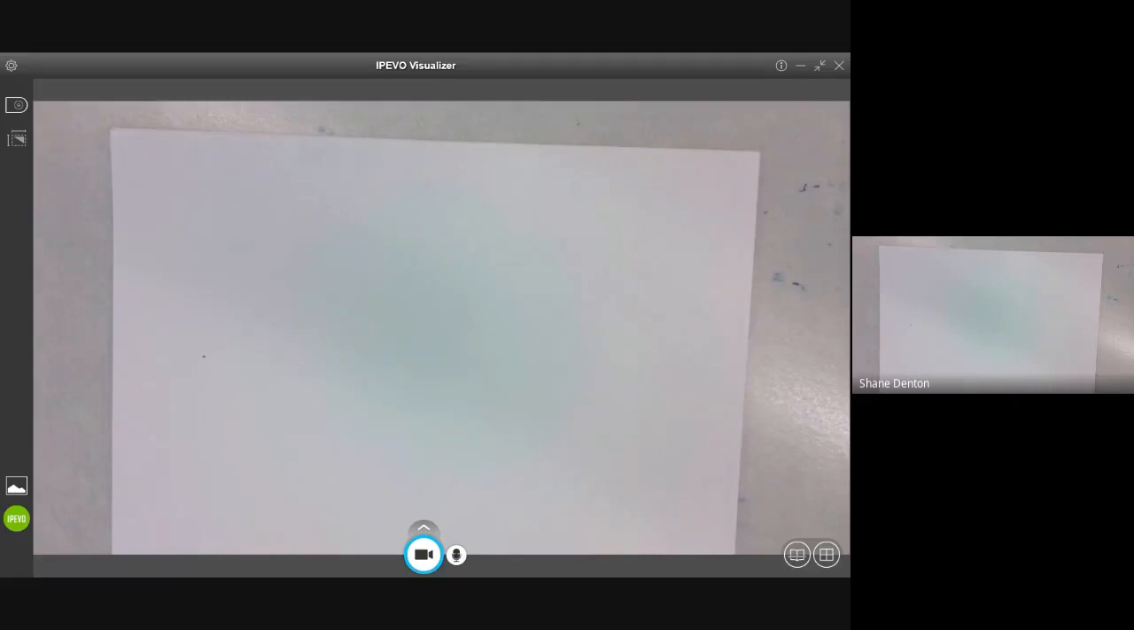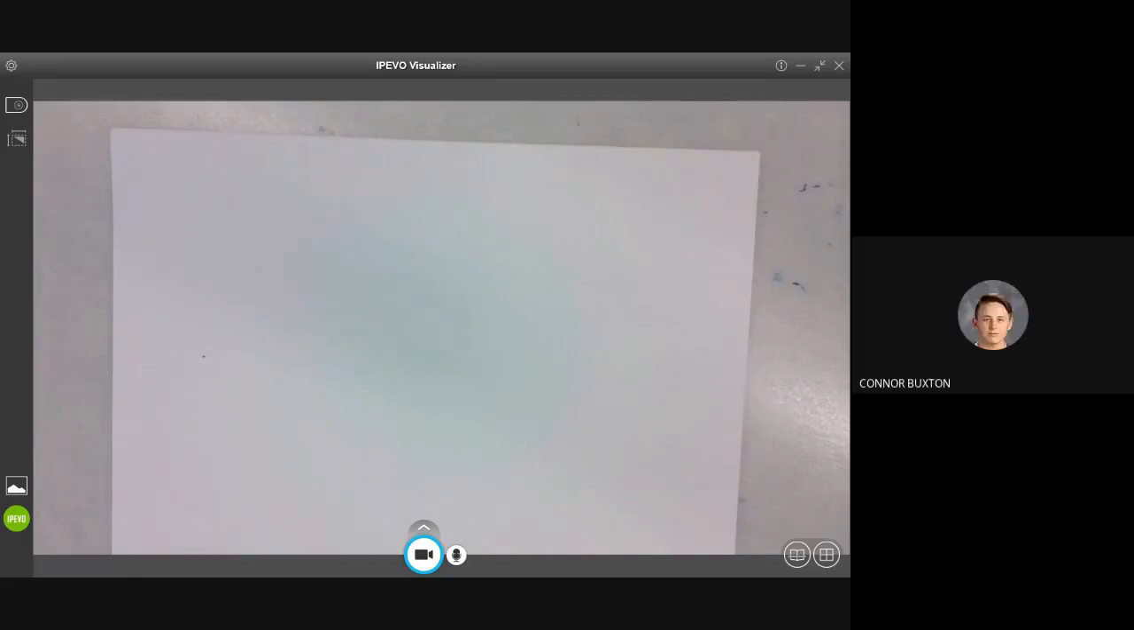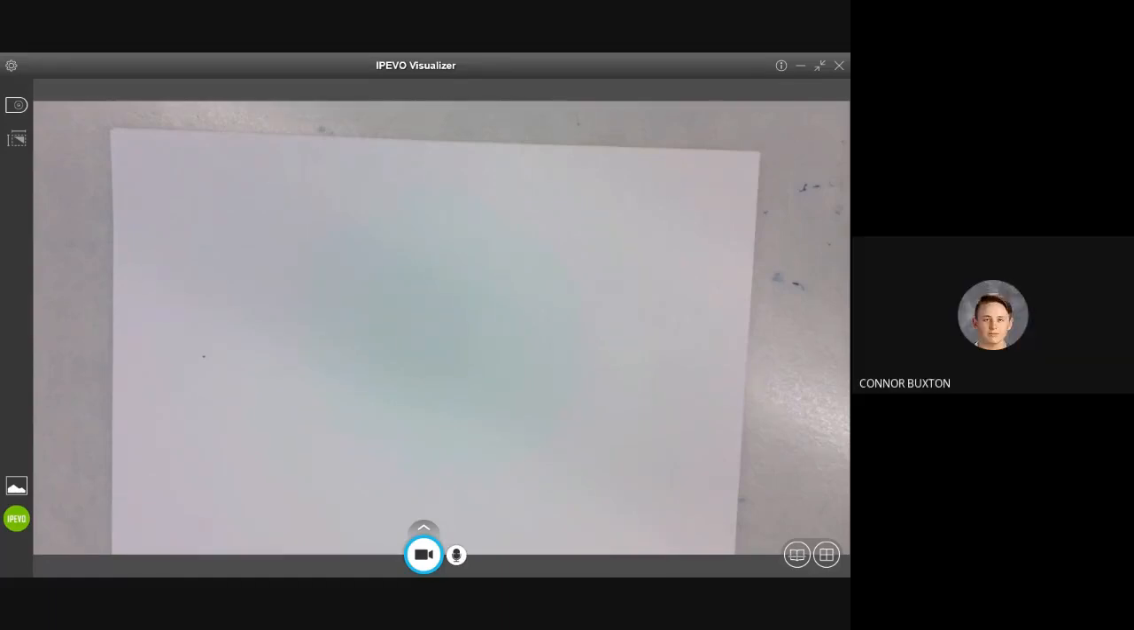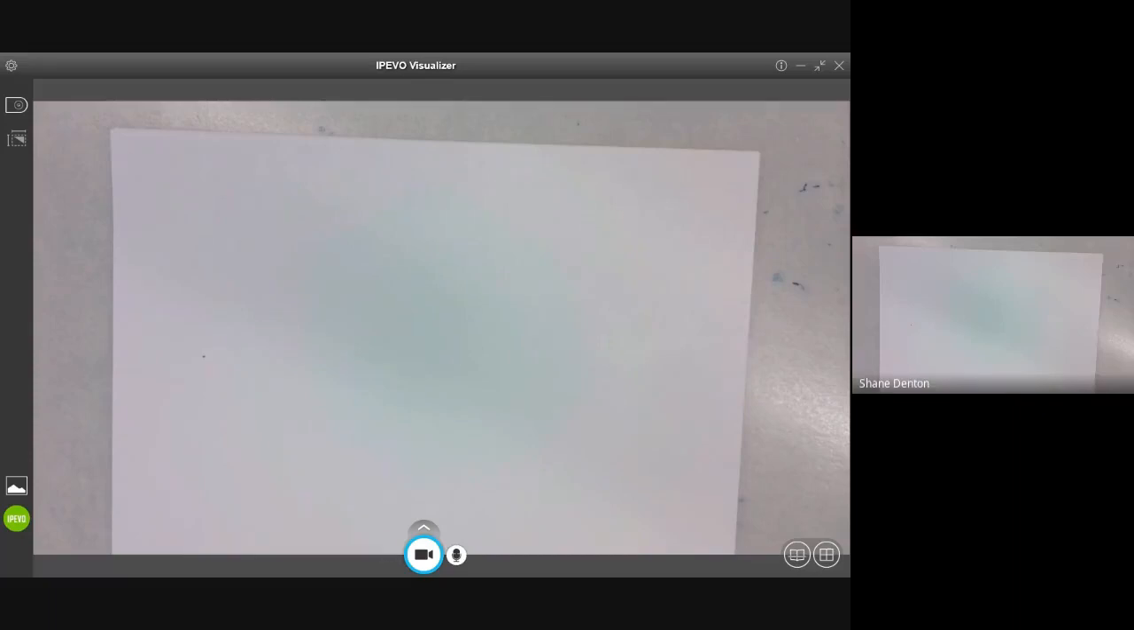All right, so can you guys see the record button in the upper left-hand corner? Yeah. Okay, and then you can see my blank white sheet of paper as well. Yeah. All right, okay, so I think it's gonna work.